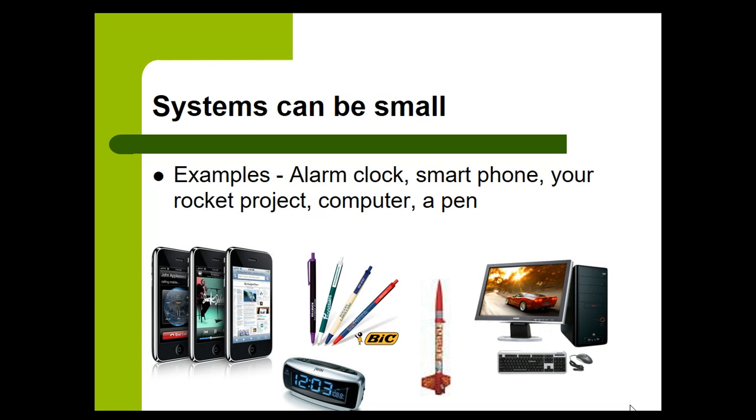Systems can also be small and sometimes very simple, like a regular pen. A pen is a group of objects that work together that allow us to write. That could be an example of a system. Or your cell phone is a very small system, small in size, but very powerful. Your alarm clock would also be considered a system.